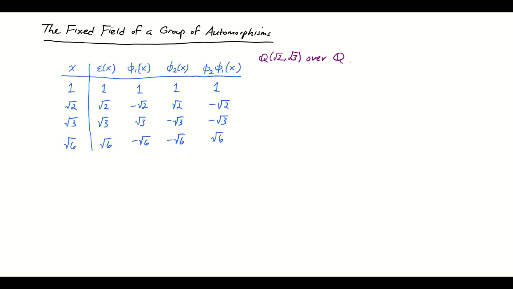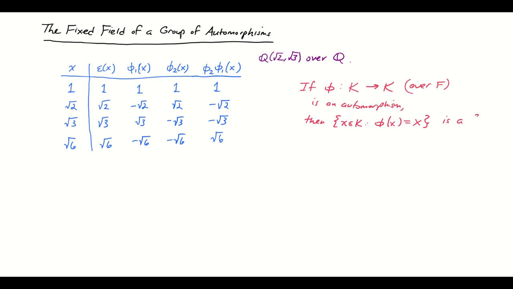All right, so first of all, just a reminder, if phi is an automorphism of an extension field K of F, then the set of all x in K such that phi of x is equal to x, that is, the set of all elements that are fixed by phi, is a field. We've proven that before.